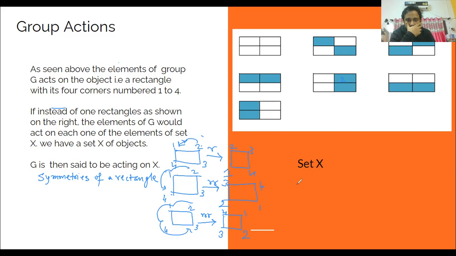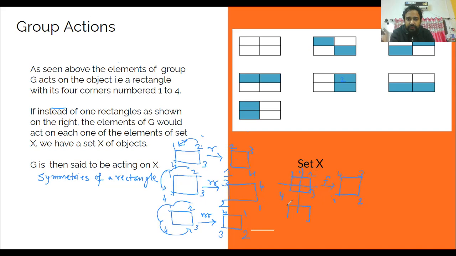Next, we have another action, say F. F is a vertical flip. We define F to be the vertical flip of this particular group. So a vertical flip is what? We take the horizontal axis and we just flip it, right? So side 1 and 2 comes here, and 4 and 3 comes here.